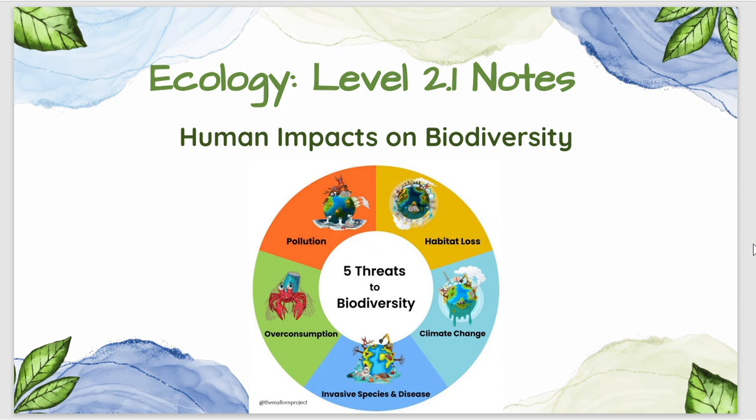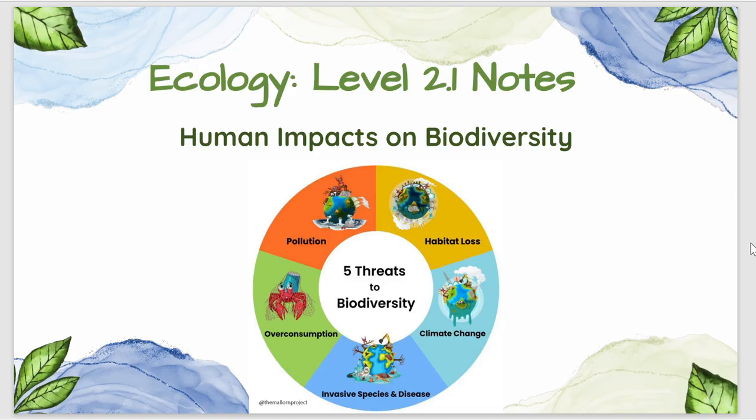And welcome to our level 2.1 notes for our ecology menu 2. This set of notes is going to cover the human impacts on biodiversity. So you should have already done level 1.1 notes that covered the different types of biodiversity. We defined biodiversity and went into our three categories. You also went into how to calculate biodiversity. Now we're going to look at how humans can impact or affect those different levels of biodiversity.